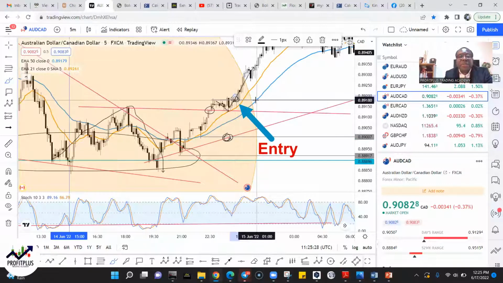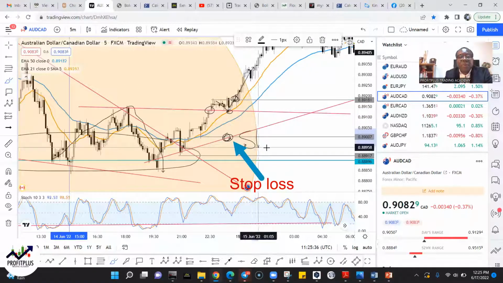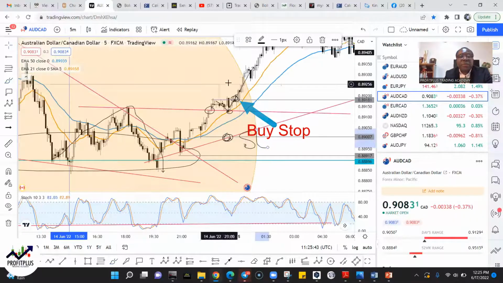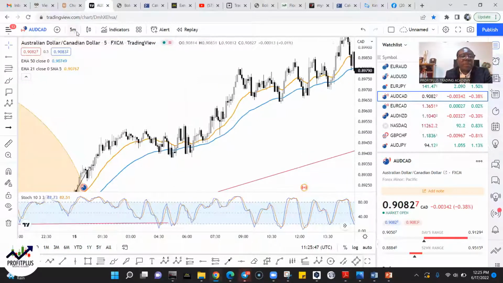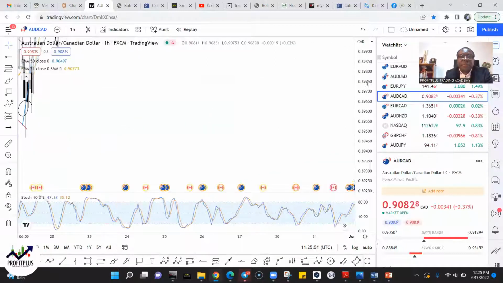This level would have been your entry when the market price was here. Here will be your buy stop order, and here is your stop loss. Here is your pending order, buy stop, and you are good to go. You can see what the market did. It's huge. Let's move back to 1 hour and see what happens.